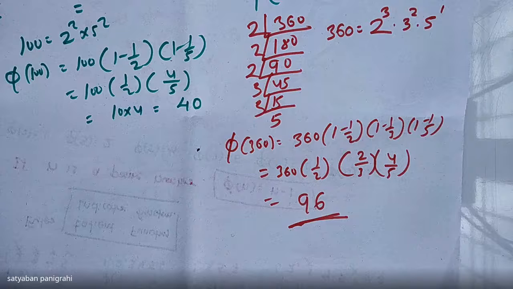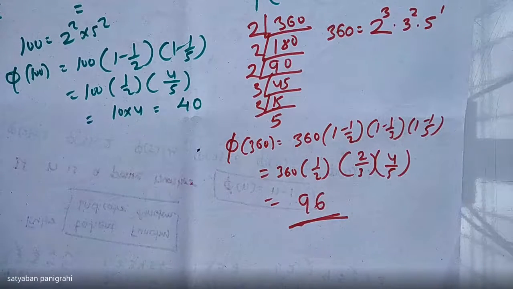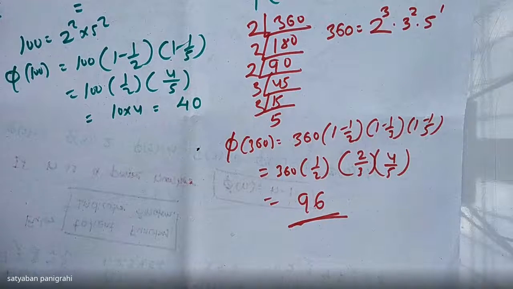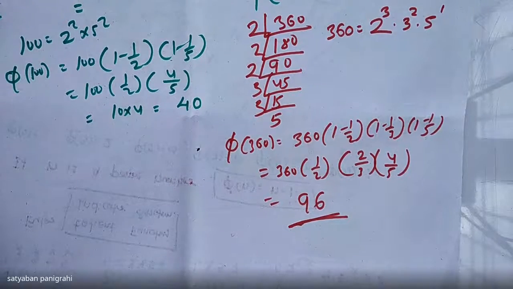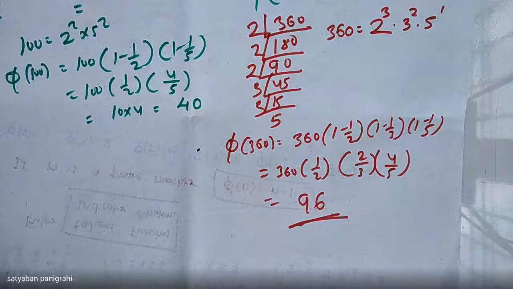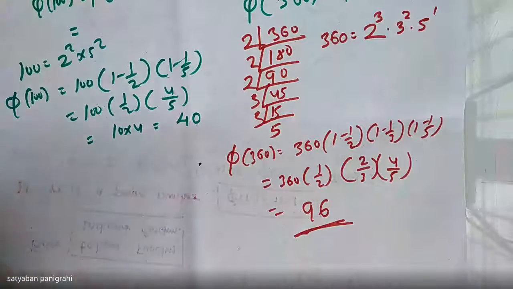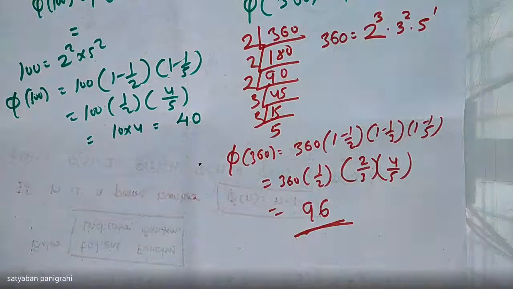So in the next class we will continue. Euler phi function is a generalization of Fermat's little theorem. What was Fermat's little theorem? a to the power p minus 1 congruent to 1 mod p. Now we will generalize this formula using this Euler phi function. Euler has generalized Fermat's little theorem, and that is called Euler's generalization of Fermat's theorem. Okay, next class we will study that.